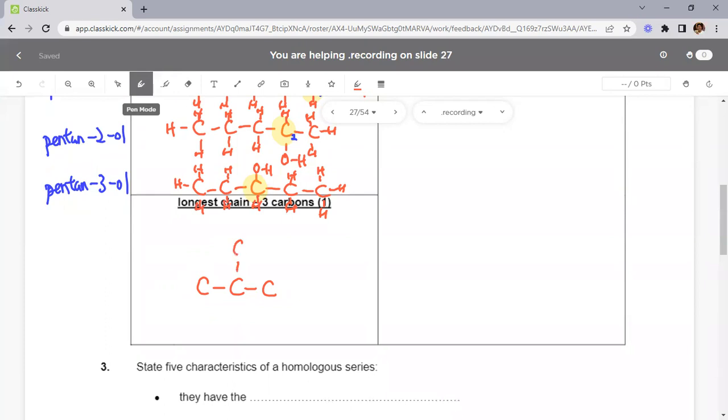Therefore, the branching actually looks like this now. Okay, so this is the carbon skeleton of this three carbon longest chain. Next, I need to attach the OH group. Okay, the OH group actually doesn't matter where I attach it, it's actually the same. So I attach OH here. Thereafter, I will attach all my hydrogens. Okay, make sure all my carbons have four bonds.